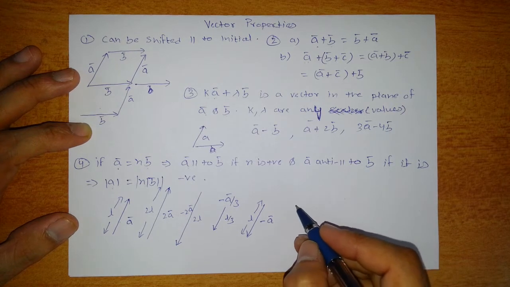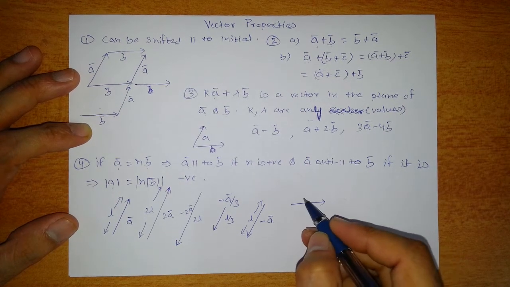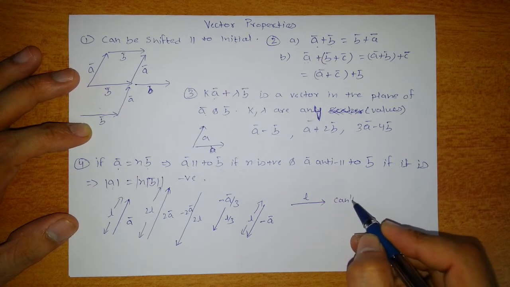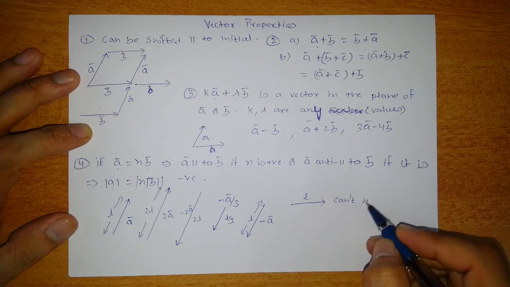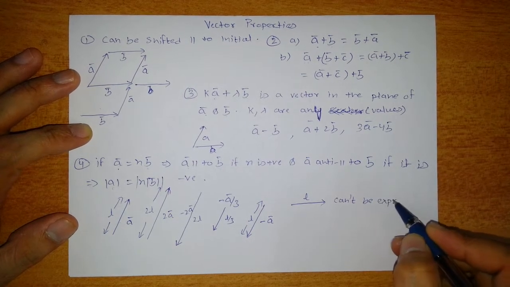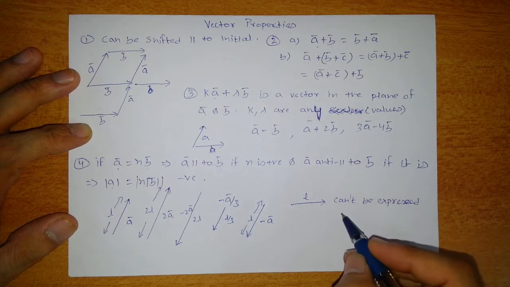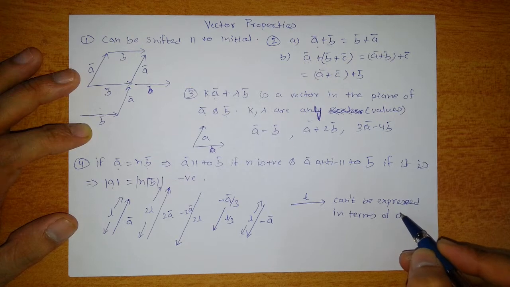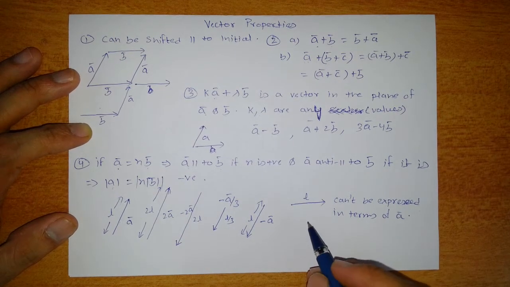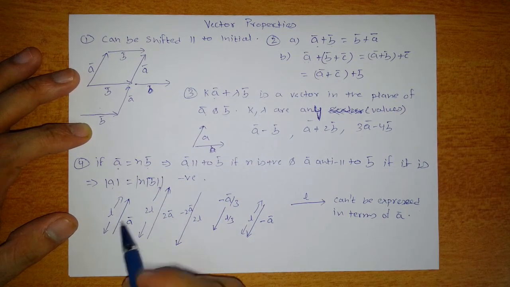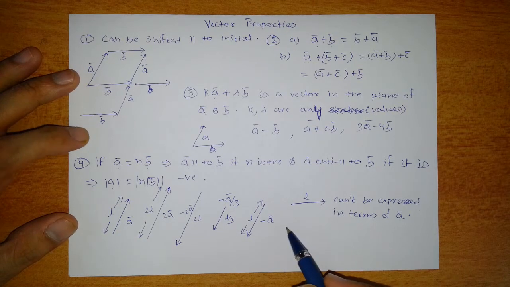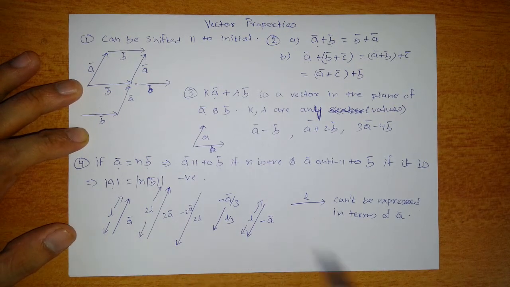Last one, if I draw a vector of length L in this direction, this can't be expressed in terms of a. So all the vectors in the direction of a, no matter what the magnitude is, can be defined in terms of a. Okay, so now we'll be moving to unit vectors.